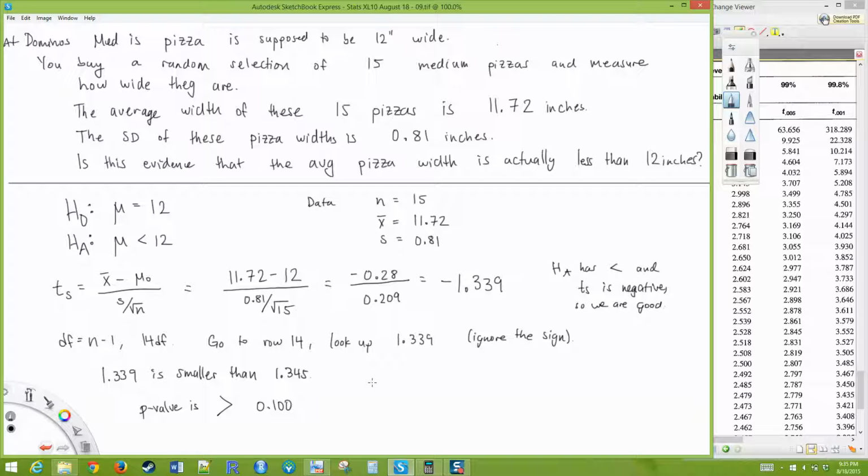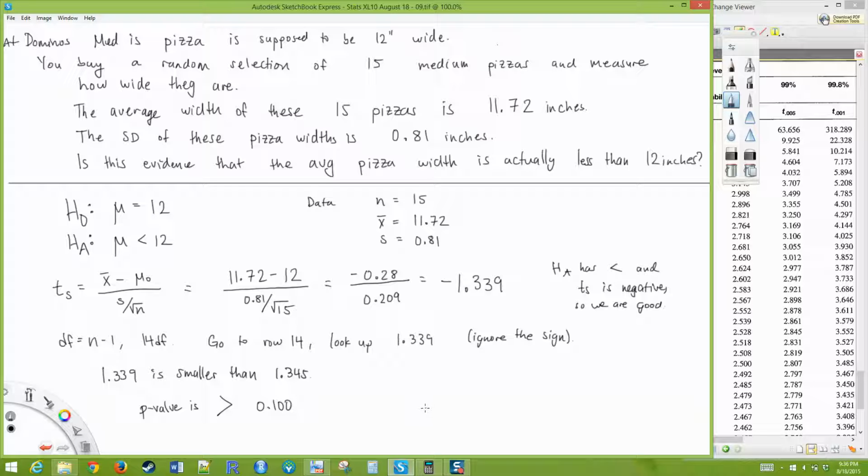We'll do another example. We'll get our practice. I know it feels weird right now, okay? But my test statistic 1.339 is smaller than this, so my p-value is greater than 0.100. Okay? So this is my p-value.